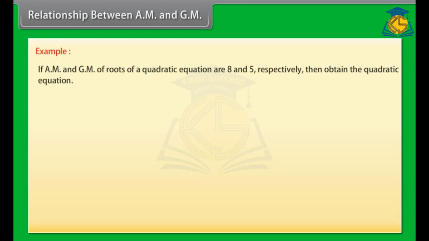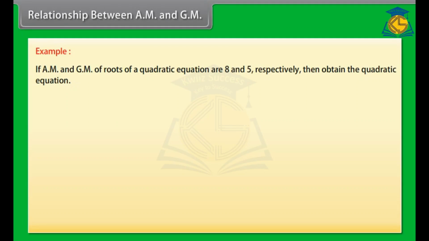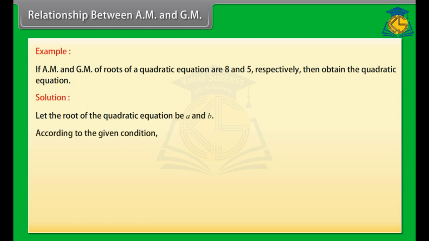Example: if the AM and GM of the roots of a quadratic equation are 8 and 5 respectively, then obtain the quadratic equation. Solution: let the roots of the quadratic equation be A and B. According to the given condition, arithmetic mean is equal to (A + B)/2 is equal to 8. It implies that A + B is equal to 16. Let it be equation 1.